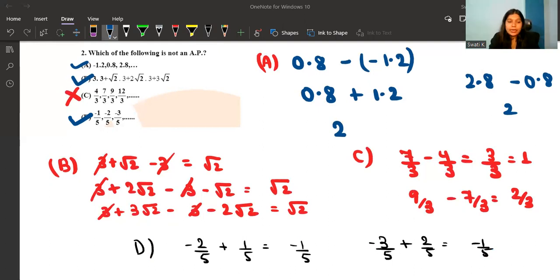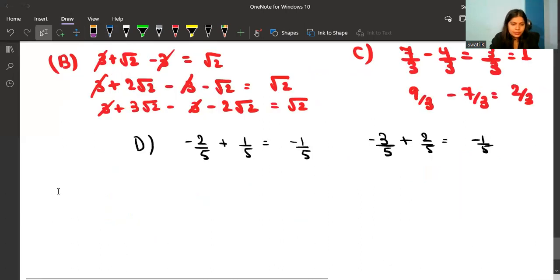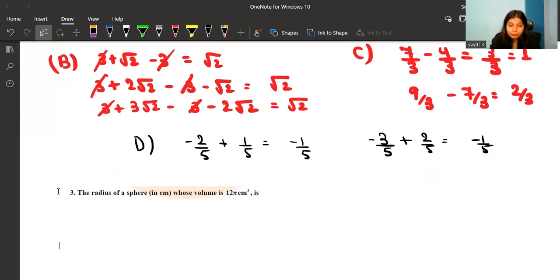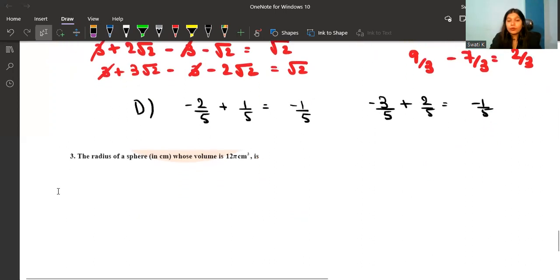In the next question, you have a question from 3 dimensions. I'm going to show you the question first. It is related to 3 dimensions, and here also the options are given, but I'm not going to show you the options. Let's just directly solve the question and get the answer. So yeah, this is our question. We have to find the radius of the sphere, in centimeters, whose volume is 12 pi centimeter cube.